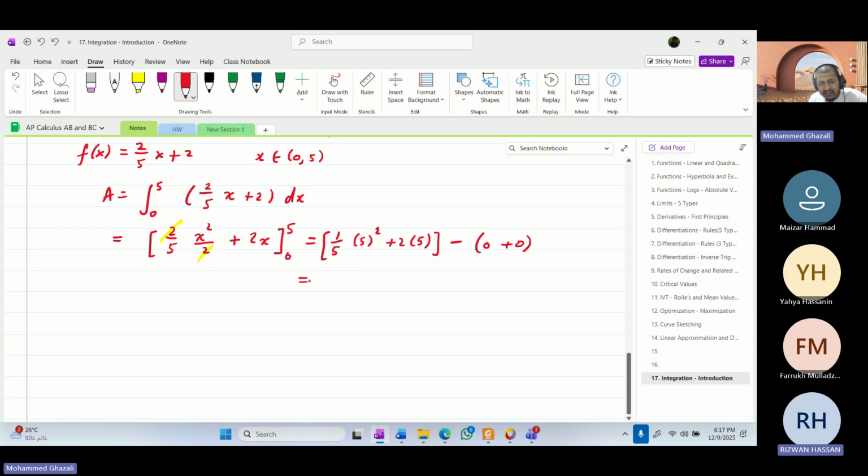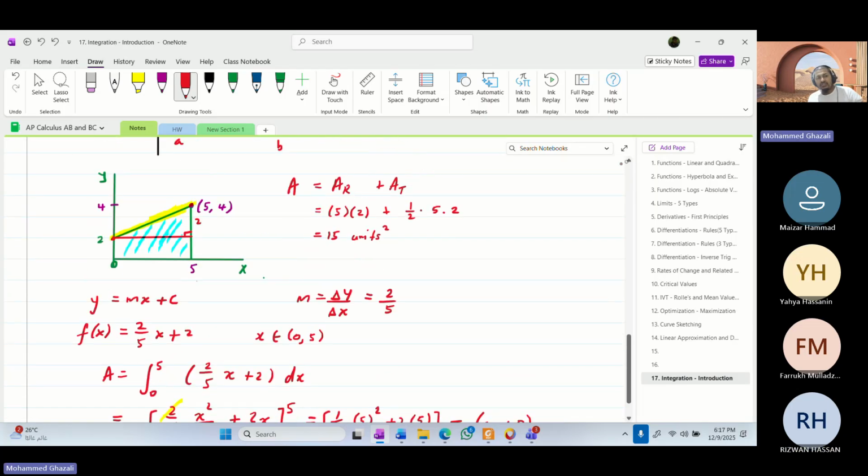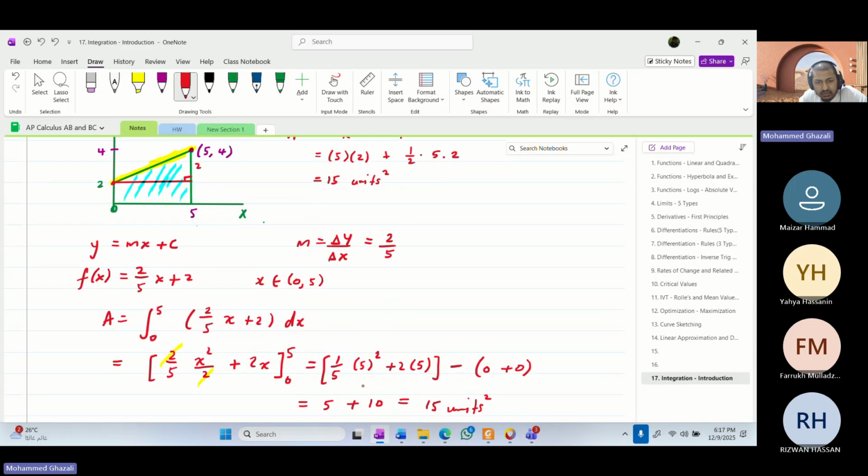So if we simplify, 25 over 5 is 5, plus 10. So we're getting 15 units squared. Yeah, great. Right, so we're getting the same answer. So at least you understood what that is.